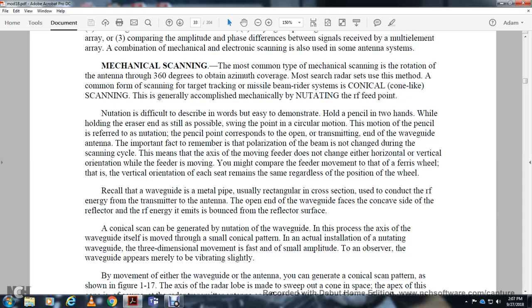The most common search method for radar sets is circular scanning, while target tracking and missile beam radar systems use conical or cone-like scanning, generally accomplished mechanically by nutating the radio frequency feed point.